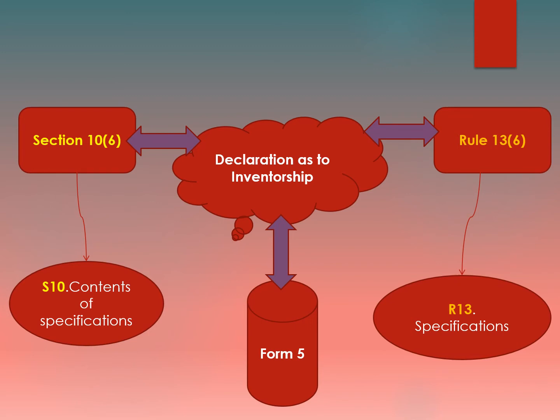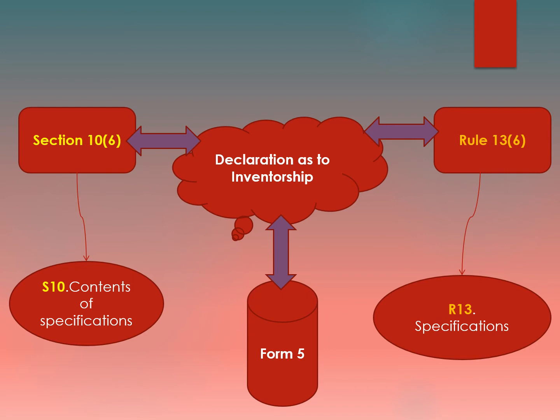The title here is Declaration as to Inventorship. The related section is section 10, particularly section 10 subsection 6 and rule 13 subrule 6. Section 10 is contents of specifications and rule 13 is specifications. Can you remember, just now I have discussed a form with section 10 and rule 13 only. The particular subsections and subrules may vary, but the section and the rule were the same.